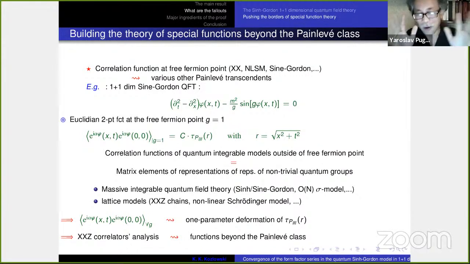But there is a no-go theorem. No. Of course, there is a no-go theorem.